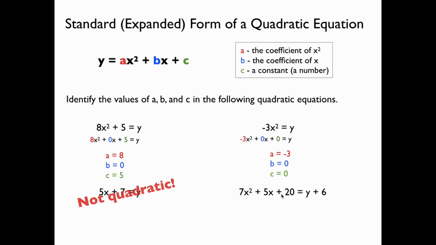And then finally, this last equation seems a little bit more complicated than the rest. The key idea here is this equation is not in standard form. So if it's not in standard form, we can't interpret it as standard form yet. So if you said that the coefficient of x squared was 7, the coefficient of x was 5, and the constant was 20, you'd be kind of wrong because it's not in standard form. So we first need to get it into standard form by subtracting 6 from both sides, and now we can interpret it as standard form. So the values of a, b, and c are 7, 5, and 14.